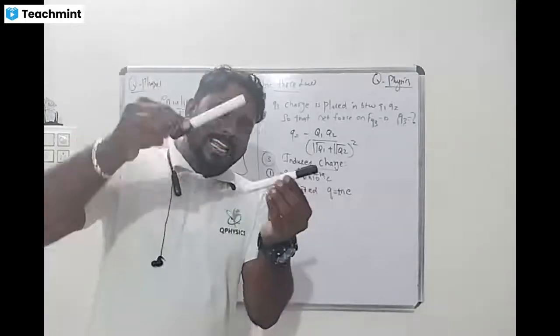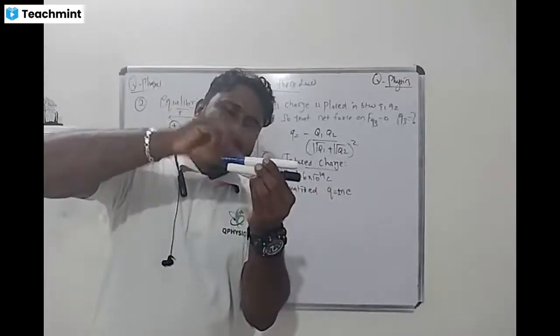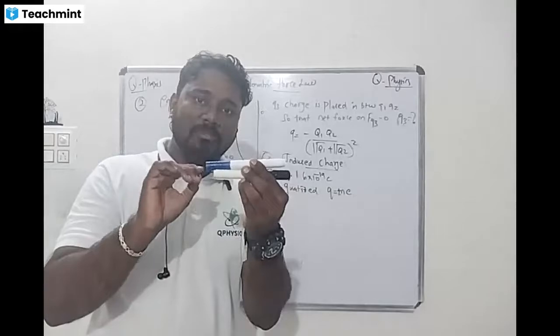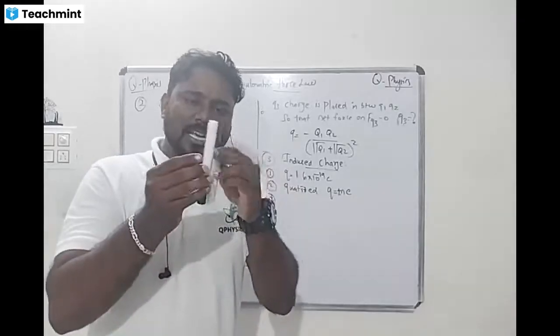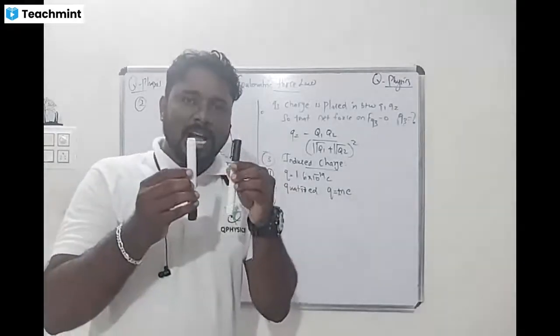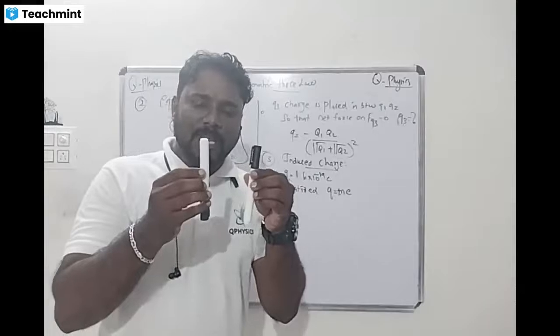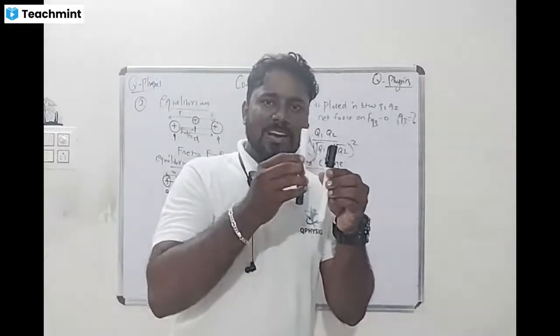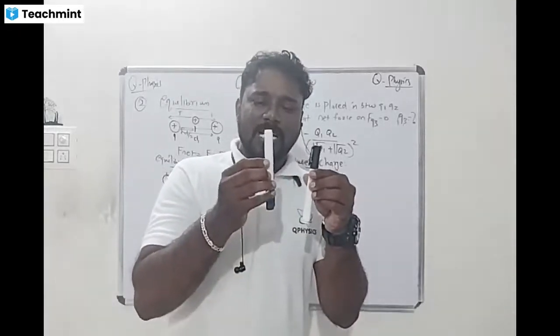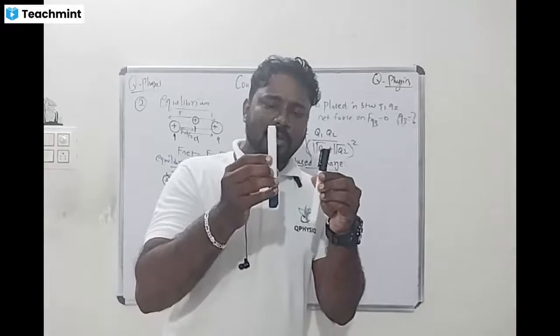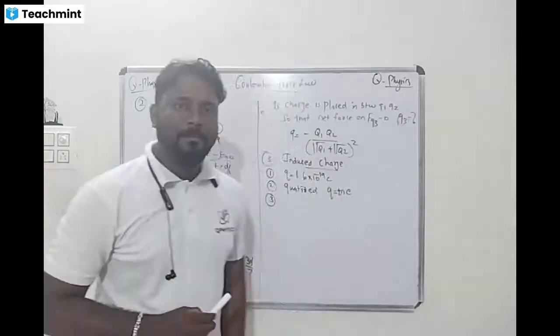Now when these two are put in contact, what happens? Charge transfer happens. That is a concept, a very important thing. If I rub, the charge on this gets transferred to that. Because according to conservation of charge, we cannot create the charge or destroy the charge, but we can transfer the charge from one system to another system. Yes or no?